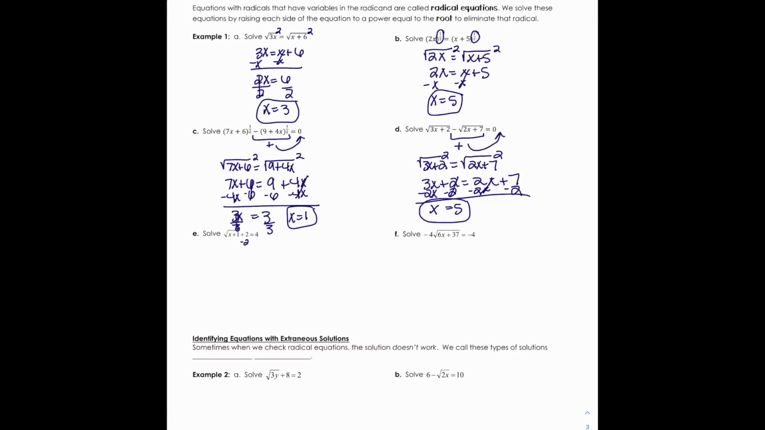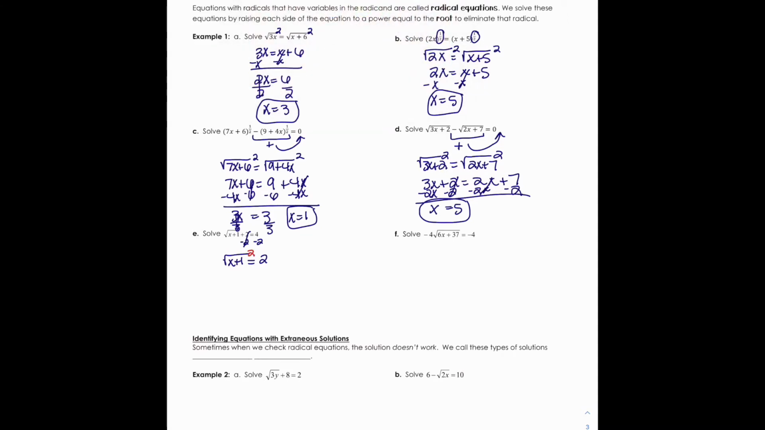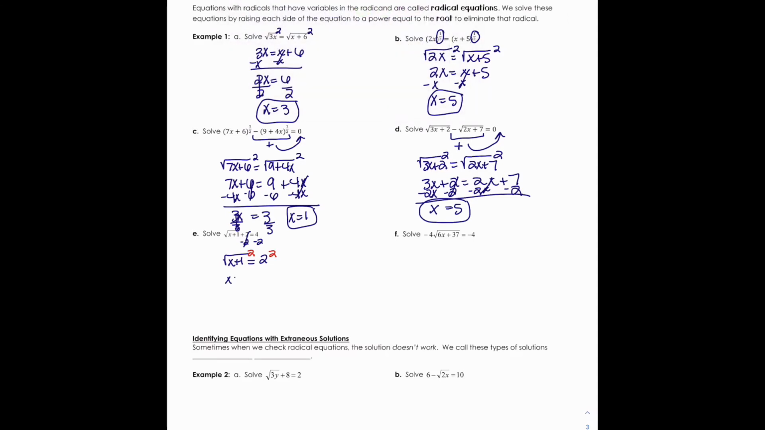I'm going to subtract the 2 because it's separate from the radical. And now I've got the square root of x plus 1 equals 2. Now this time both sides are not radicals, okay? So when I square both sides this time, this side turns into x plus 1. The radical goes away, but this side turns into a 4. So then when I simplify, subtract 1 and get x equals 3.